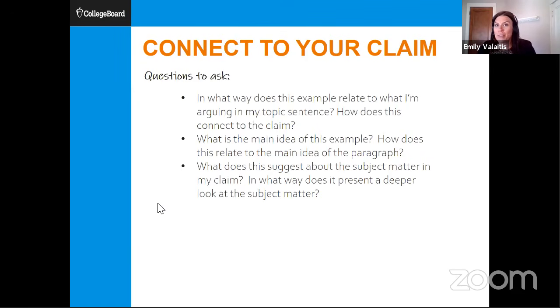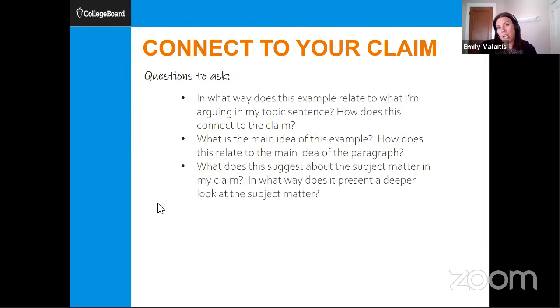I would encourage you to not use the same language, though. Try to vary it up, primarily because if you are using the same words over and over again, if it didn't make sense to me the first time, it's not going to make sense to me the second or third. So try to change up the language a little bit and make sure it's explicit. You might specifically answer, in what way does this example relate to what I'm arguing in my topic sentence? How does it connect to my claim? What's the main idea of this example? How does this relate to the main idea of the paragraph?